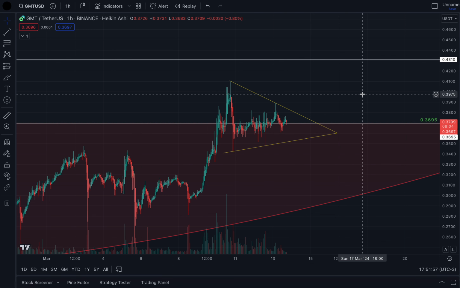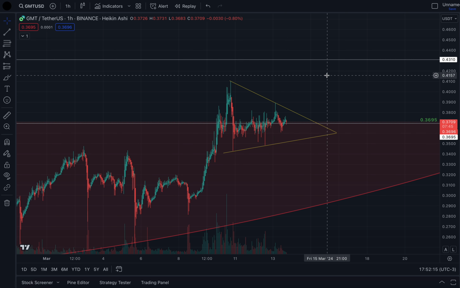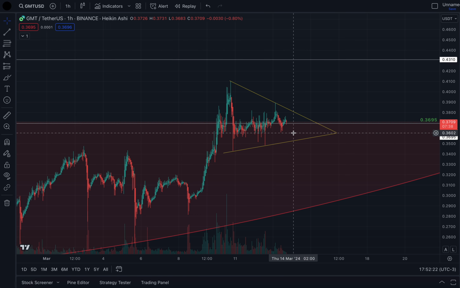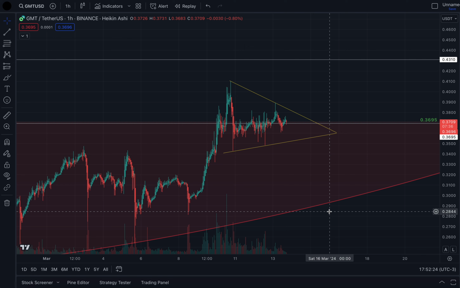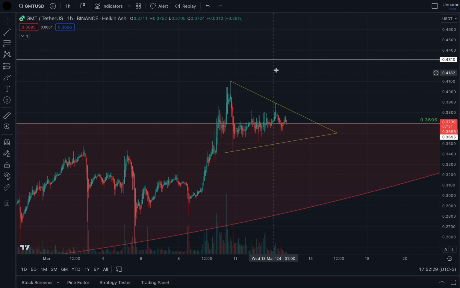Now, typically with symmetrical triangles, there's a 50-50 chance of it breaking either way. But, and here's the but, the clue in which direction it will probably go is the direction that the price action enters the triangle. So if the price action has entered the triangle from below, which is bullish, then the chances of it breaking to the upside are probably slightly skewed in the bulls' favor. Whereas if the price action had come down and entered the triangle, then the likelihood of it breaking lower is probably slightly increased. So we could look at this as a bull flag as well.